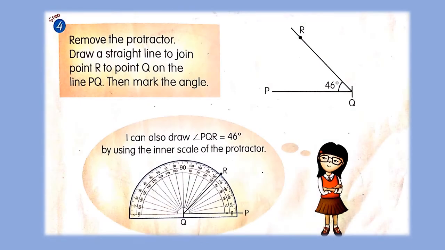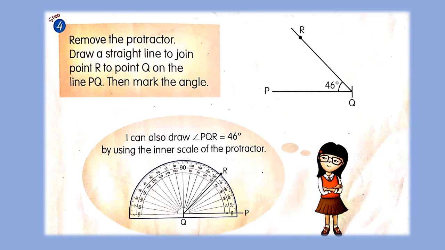Then next step, remove the protractor and draw a straight line to join point R to point Q on the line PQ. Then mark the angle 46 degrees, right? In the previous slide we have marked this R point. Then you have to remove the protractor and match R and Q. Then you have to write here 46 degrees.